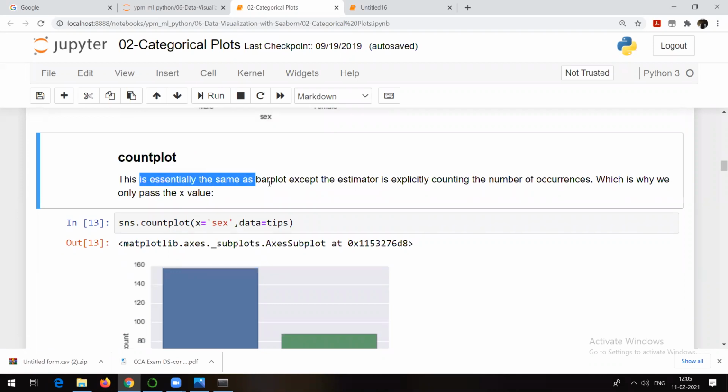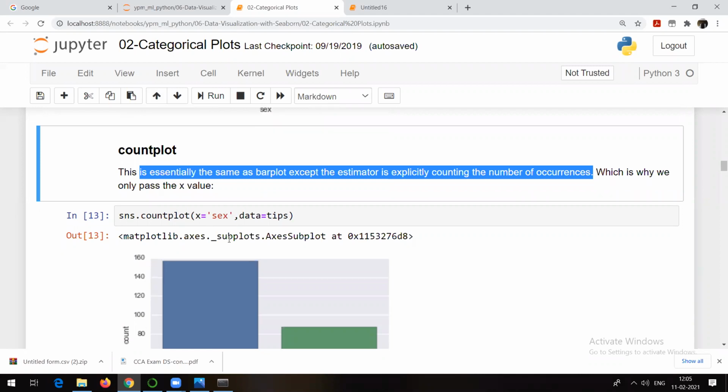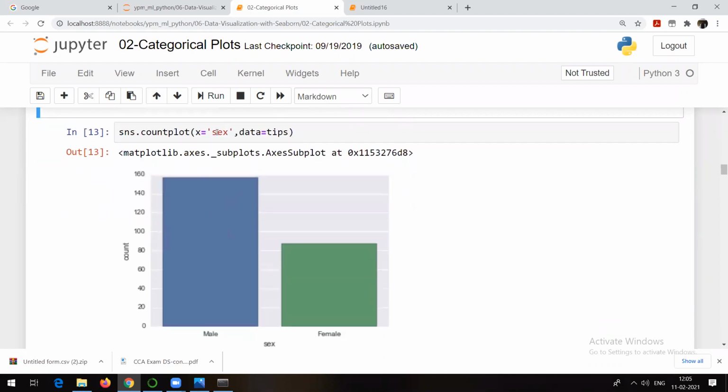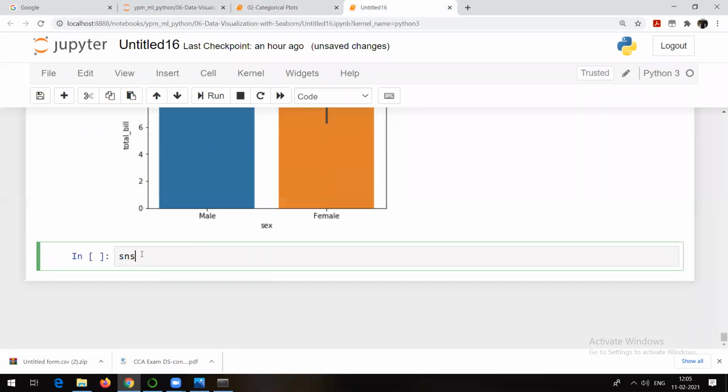So this is essentially the same as bar plot, except the estimator is explicitly counting the number of occurrences. The name itself suggests what a count plot is. It is going to give simply the count. Suppose sns.countplot, this is the command. So x is equal to, let's suppose, do the regular thing for male and female, and my data is nothing but the data frame name, tips.